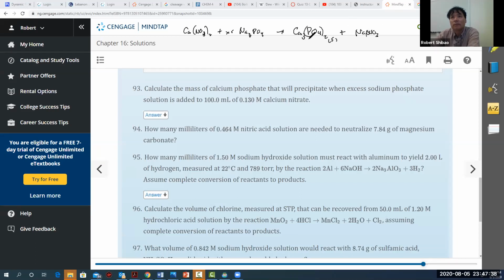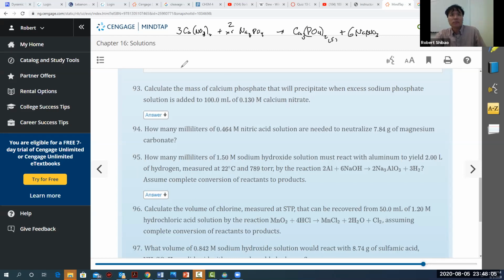Now, we're going to need 3 calciums, so we'll need 3 calcium nitrates. We're going to need 2 phosphates, so we're going to need at least 2 sodium phosphates here. That's going to produce that, and that's going to give us 6 sodium nitrates out there. All right, calculate the mass when excess solution is added to 100 milliliters. So this is not a limiting reagent problem. Actually, it is. We already know what the limiting reagent is: calcium nitrate.